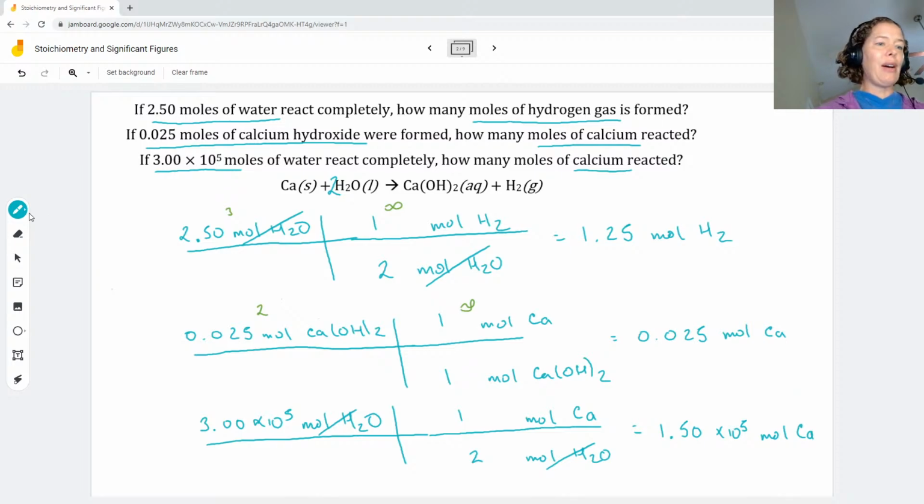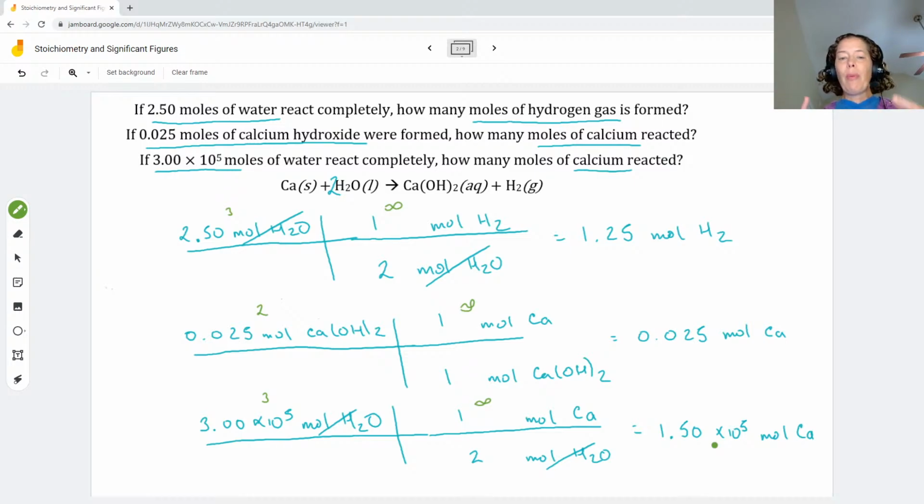Let's talk about sig figs. Okay, so this 3.00 times 10 to the 5th, remember, in scientific notation, every digit is significant. So these 2 zeros are significant, so we have 3 sig figs. My mole ratio has an infinite number, which means my answer should have 3 sig figs. So this is correct because I included my 0 right there. That also has 3 sig figs.